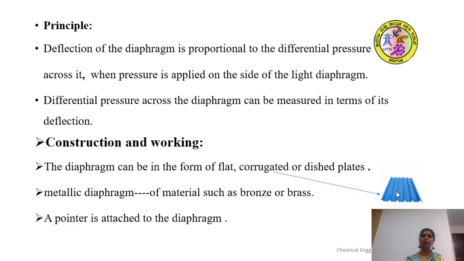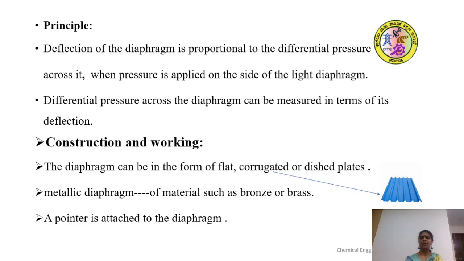So what is the principle of working of the diaphragm? As the pressure is being admitted, due to the pressure of a particular gas, the deflection of the diaphragm takes place. The deflection is said to be proportional to the differential pressure which we have applied onto the side of the diaphragm material. So overall, the differential pressure across the diaphragm can be measured in terms of a deflection, which moves on to the calibrated scale.